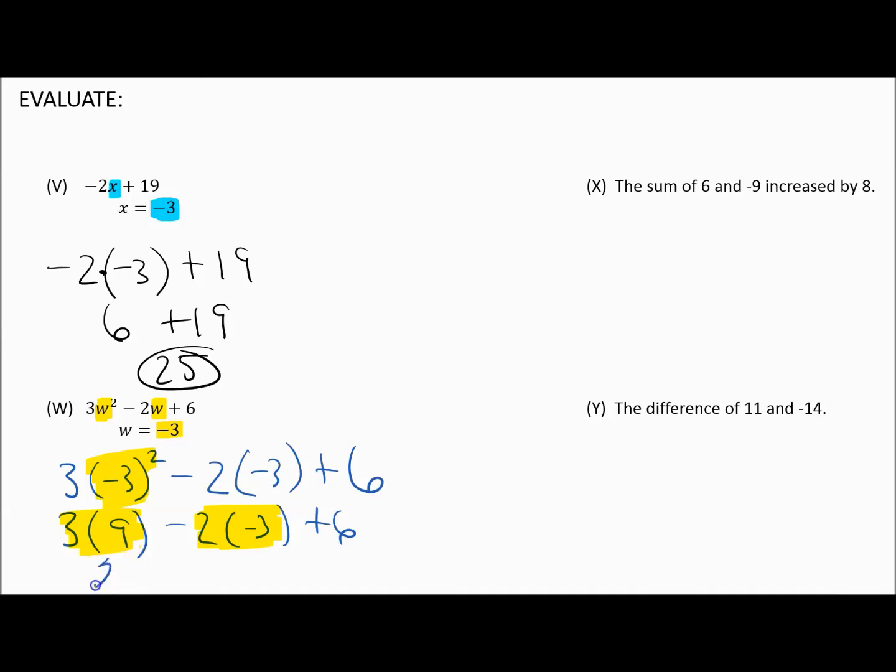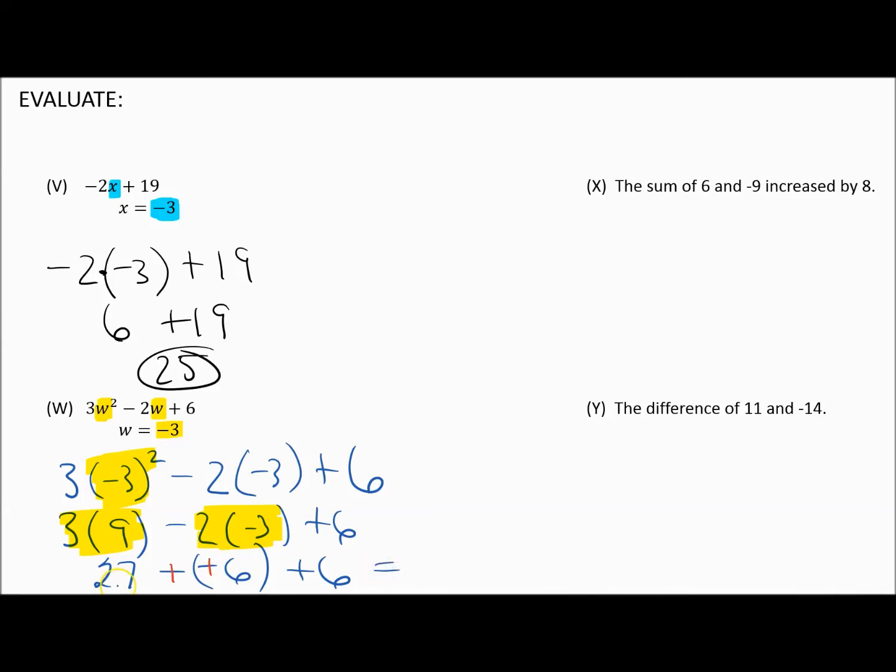3 times 9 is 27. Minus, and 2 times -3 is a -6. Now, again, parentheses are required there to separate that subtraction from that negative, and then bring down the plus 6. Now, I've got this keep, change issue going on because I have a subtraction, so I keep the 27, change subtraction to addition, change the sign of the next number.